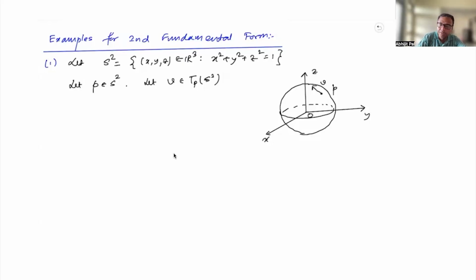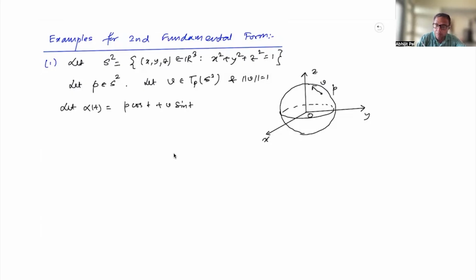And now let us take this curve. Let alpha(t) equal to P cos t plus V sin t. Let us also assume that this tangent vector V I have taken to be a unit vector. Now alpha is a curve on this unit sphere. Why is this alpha a curve in the unit sphere?